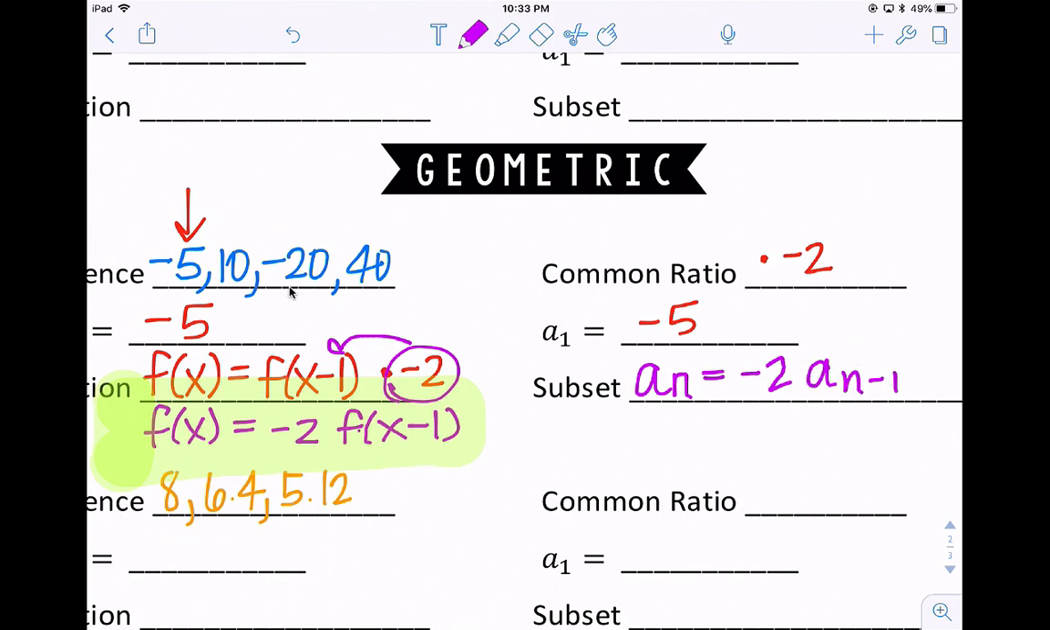So the previous term to the second would be the first term. So I would take -5 and plug it in right there. This whole thing would be -5. So -2 times -5 would be +10, which is my second term.